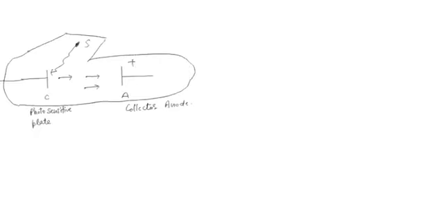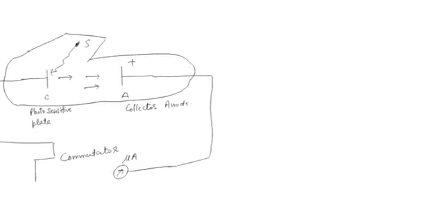Here I will be using a commutator. And since the electrons will be moving, we will have a current, which is known as the photoelectric current, and this current will be measured with the help of an ammeter. I have kept a voltmeter here. This is positive, negative.